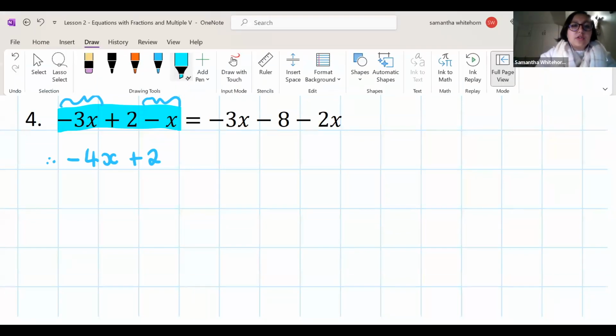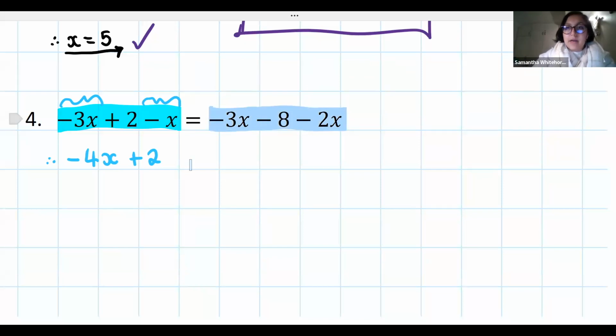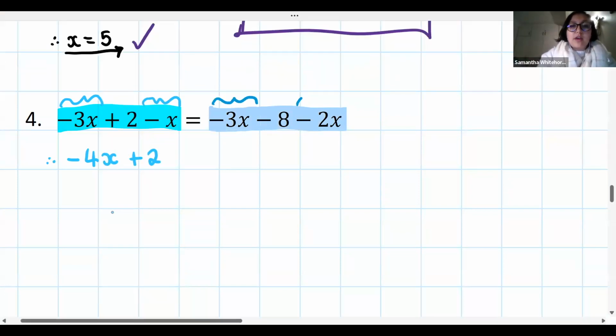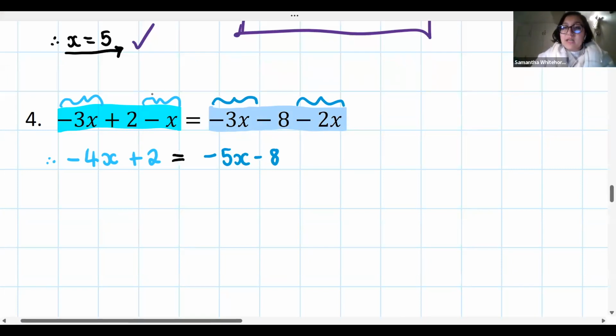If we now go over to the right-hand side, we've got negative 3x minus 8 minus 2x. Again, what we need to see is that we've got like terms here, and why on earth have more terms than we need to? Let's simplify that. Minus 3x minus 2x is minus 5x, and then we still have the minus 8. And this is also in our equation. So all we've done is we've neatened up each of the sides so that this is a lot easier to work with. So if you have like terms, add the like terms, make life easier.